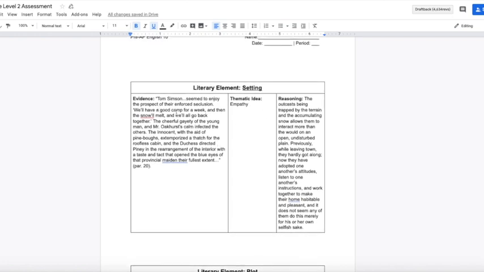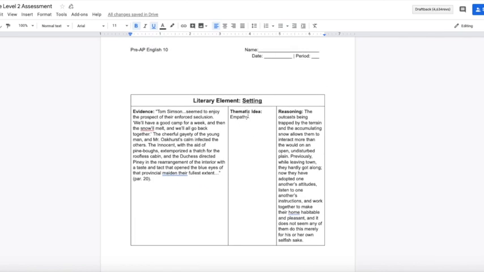Next, setting. Now, in this instance, Tom Simpson seemed to enjoy the prospect of their enforced seclusion. "We'll have a good camp for a week, and then the snow will melt, and we'll all go back together." The cheerful gaiety of the young man and Mr. Oakhurst's calm infected the others. The innocent, with the aid of pine boughs, extended a thatch for the roofless cabin, and the Duchess directed Piney in the rearrangement of the interior with a taste and tact that opened the blue eyes of that provincial maiden at their fullest extent.